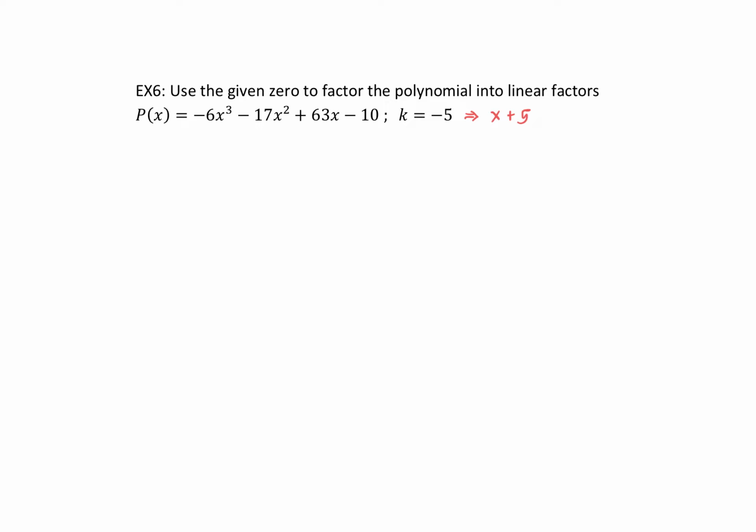I'm going to use synthetic division to break the polynomial down further. I'm going to take our negative 5 on the outside. Now notice I have x to the third, x squared, x, and my constant. So again, I'm not missing any terms here. So I would put in the negative 6, negative 17. These are icky numbers. 63 and negative 10. Leave a space.